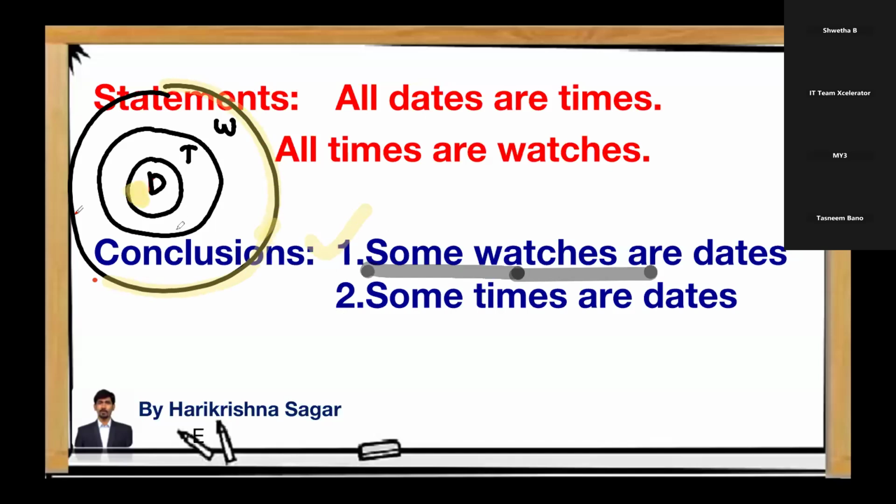And some times are dates. Is that true? These are the times, this middle circle. And some of these times are dates. Definitely this is also a proper conclusion. So you fix your answer choice as both 1 and 2 follow. That is available as option E. You can mark the answer choice as option E there.